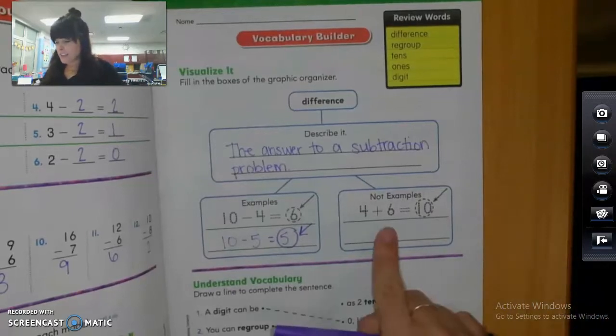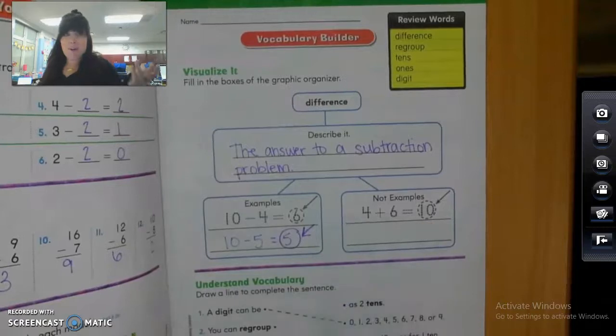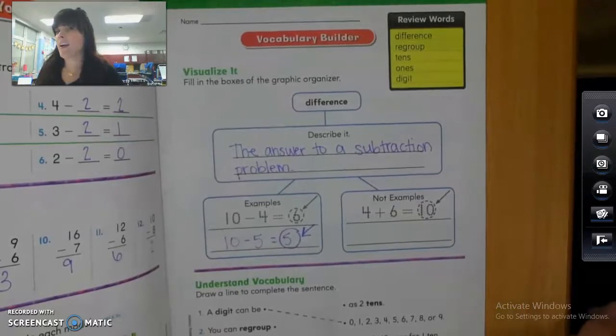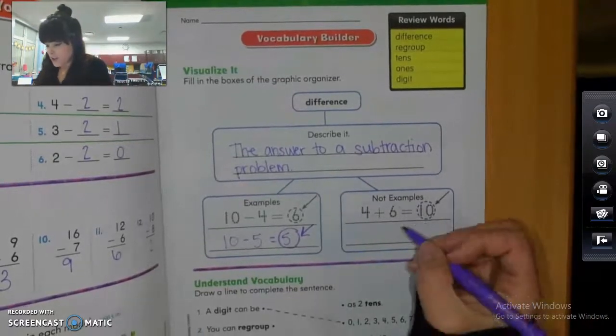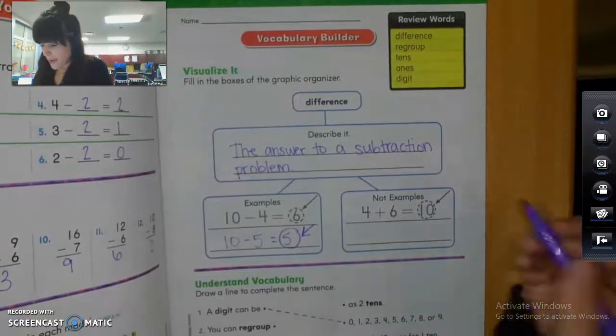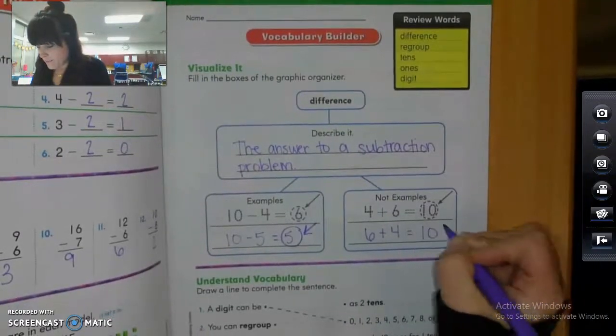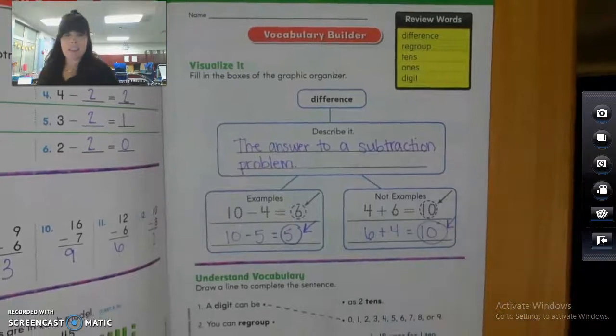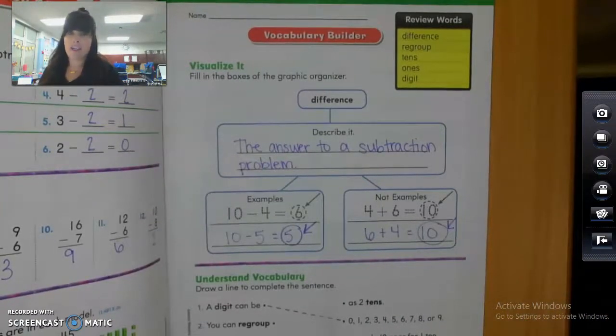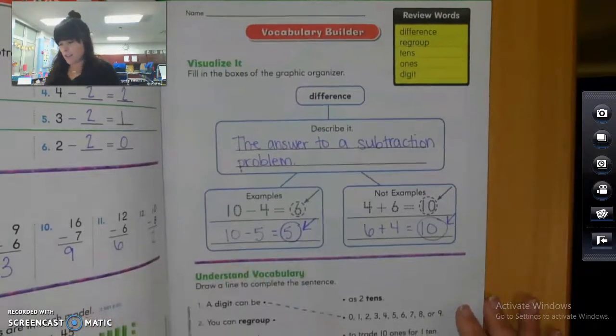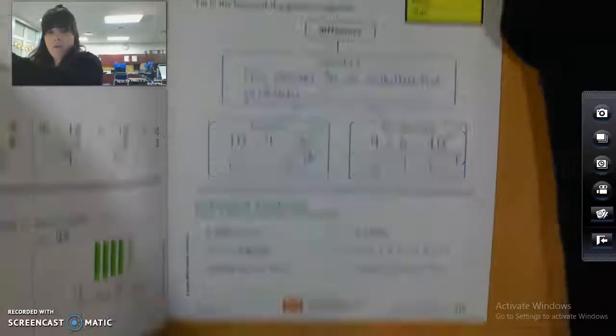Okay. And then not examples, here they have an addition problem. So now we just need to write not the difference, right? There's no difference in it. If we write an addition problem, there's no difference, because the answer to an addition problem is called a sum. So what I'm going to do is just a fact family. I'm going to do 6 plus 4 equals 10. That's still not a difference, it's a sum. Need to pause it, get your answers filled in. I'm going to go ahead and move it down.